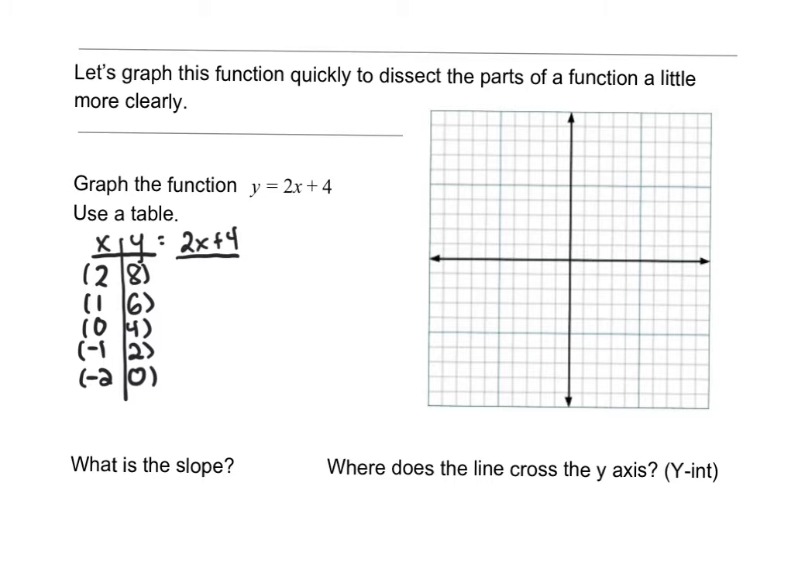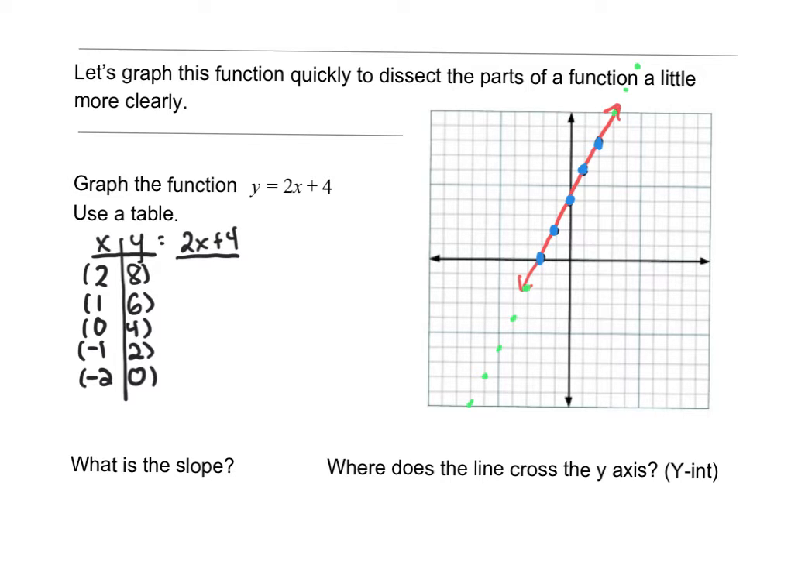So we graph (2, 8), we graph (1, 6), we graph (0, 4), we graph (-1, 2), and finally we graph (-2, 0). And I'm reminded that this is a linear function because all of the points are lining up in a straight line. And remember, this straight line not only represents the solutions that are on it, but also all of the numbers that this line will pass through, which is basically an infinite number of ordered pairs.